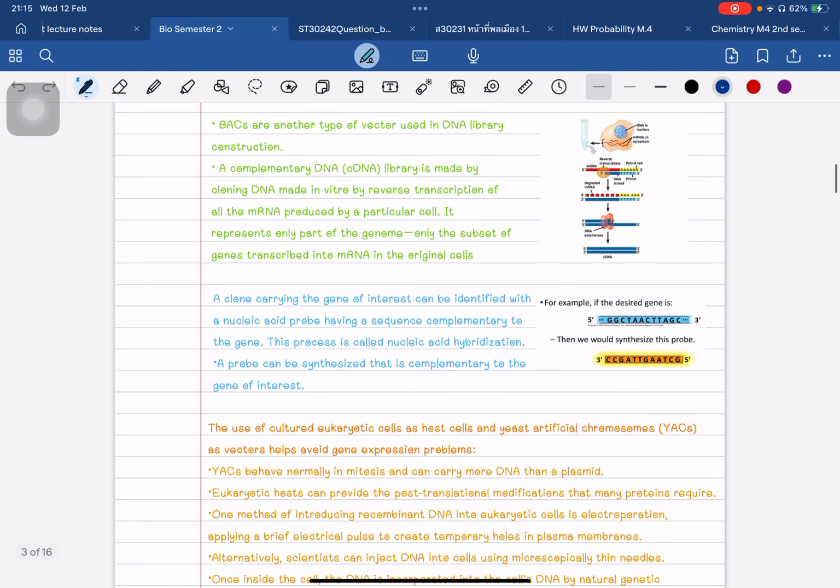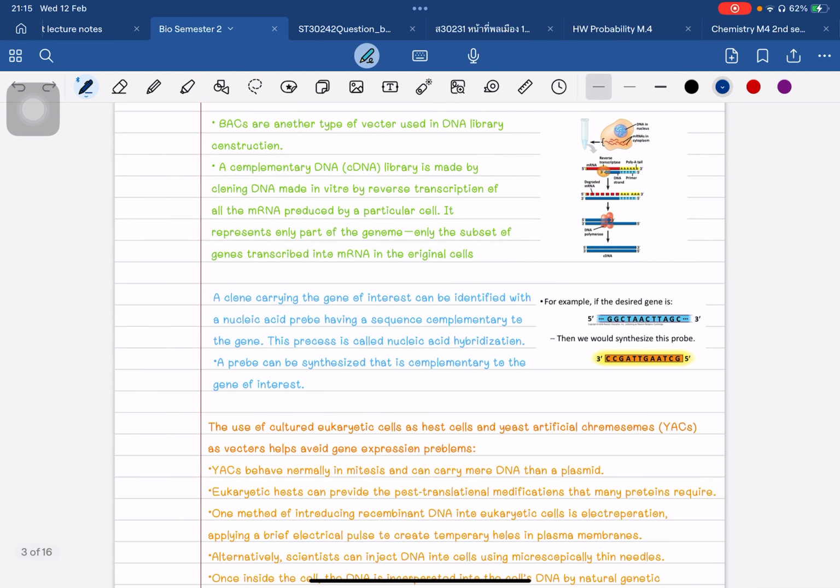cells. Clones carrying the genes of interest can be identified with a nucleic acid probe having a sequence complementary to the gene. The process is called nucleic acid hybridization. The probe can be synthesized to be complementary to the gene of interest.